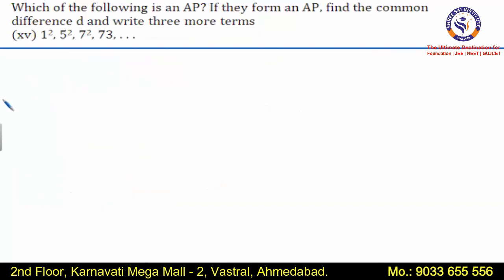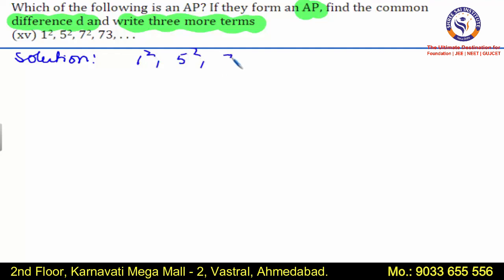This question says, which of the following is an AP? If they form an AP, find the common difference d and write the next 3 terms. Here, the given list of numbers is 1 square, 5 square, 7 square, 73, and so on. Let us denote the terms of the given list of numbers by A1, A2, A3, A4, and so on.